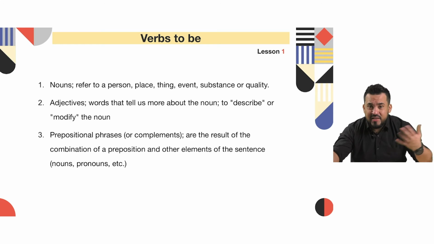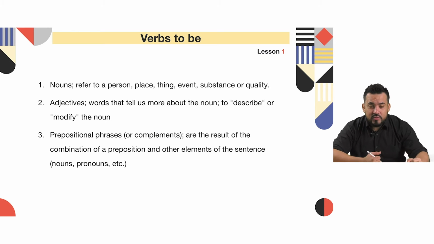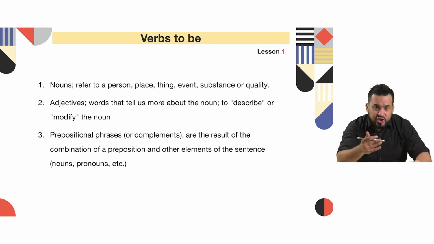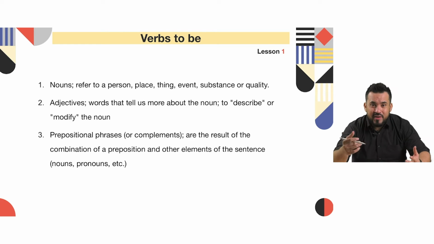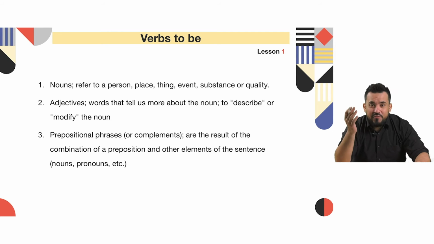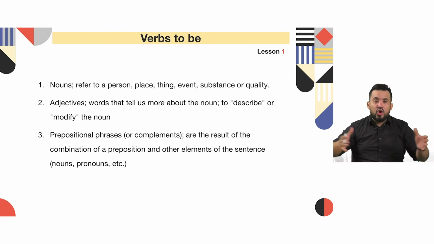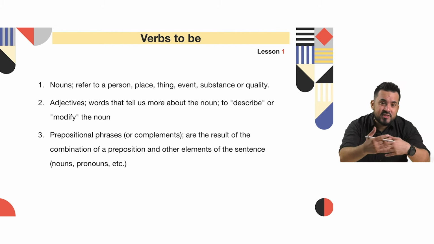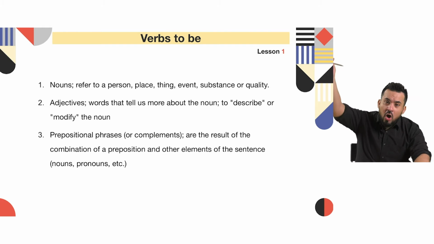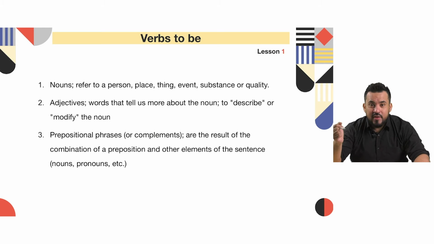Nouns mean a place, a person, a name, a thing, an event, a quality. Those are nouns. Then we have adjectives. Adjectives modify nouns. What does that mean? It means they describe nouns, like words that tell us more about the noun. For example, if I say long road, road is a noun, long is an adjective. It describes the road. If I say tall man, man is the noun, tall is the adjective. It describes the noun.